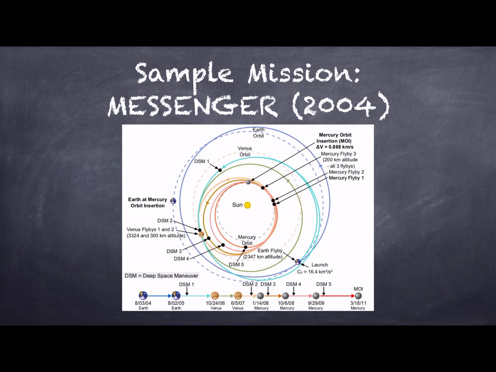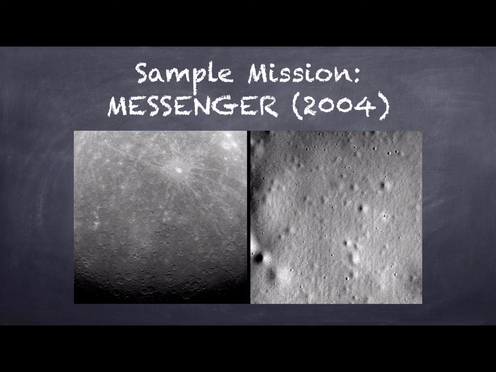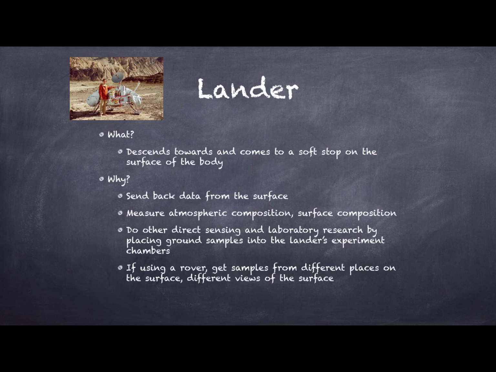So an example of an orbiter mission was the Messenger, which was ultimately sent into orbit around Mercury and gave us these nice close-up images of Mercury's surface. As you're seeing here, it basically mapped out the entire surface, giving us a lot of details. There's a lot of different features on Mercury that scientists were interested to understand better.